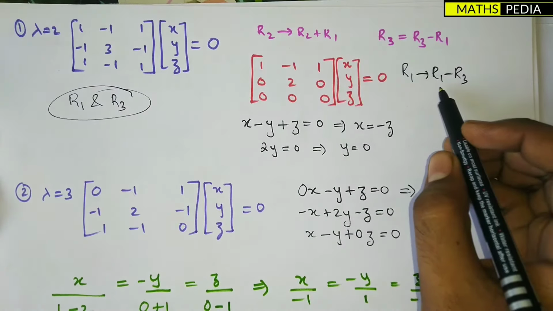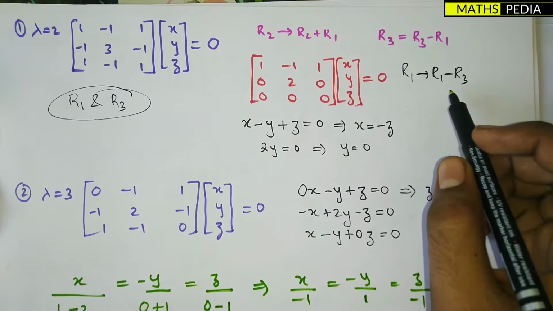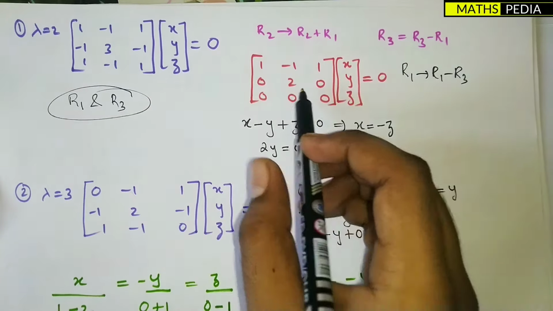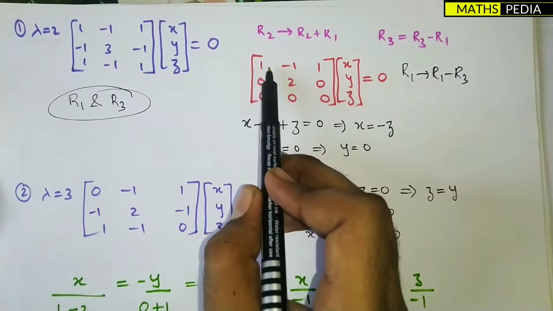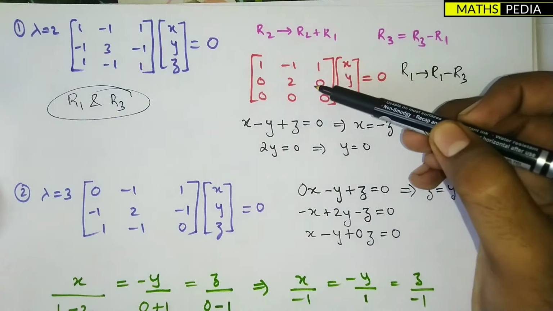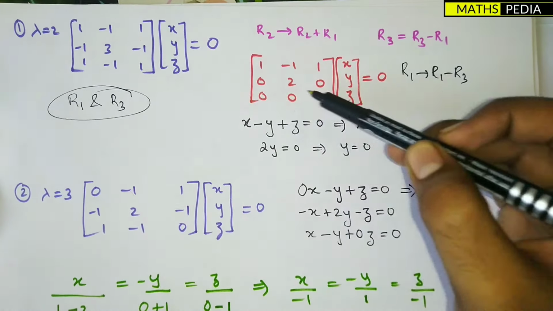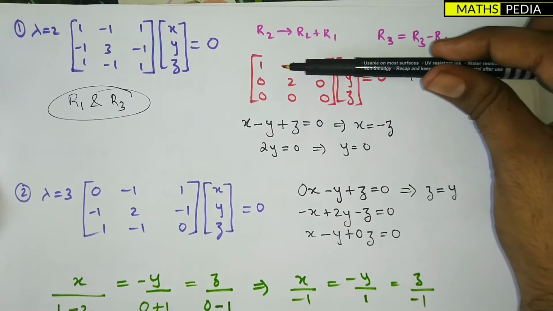But there are two important conditions for the echelon form. The non-zero row means the row containing non-zero elements, and the zero row means the row containing zeros. The zero row should be below the non-zero row.